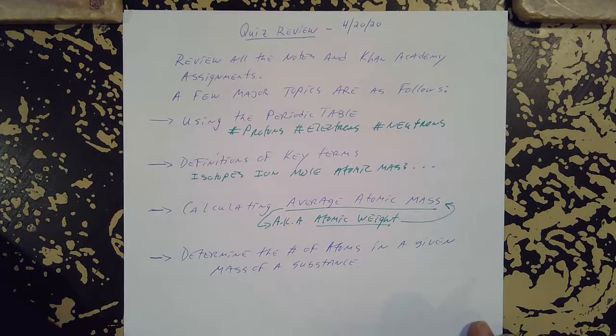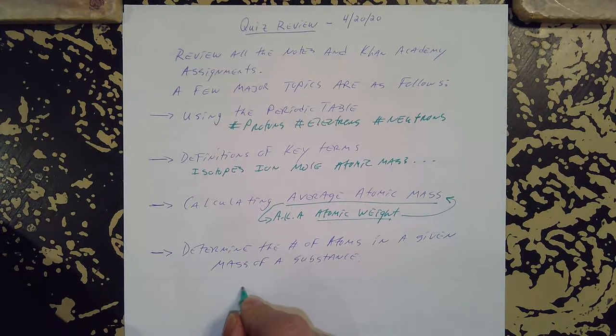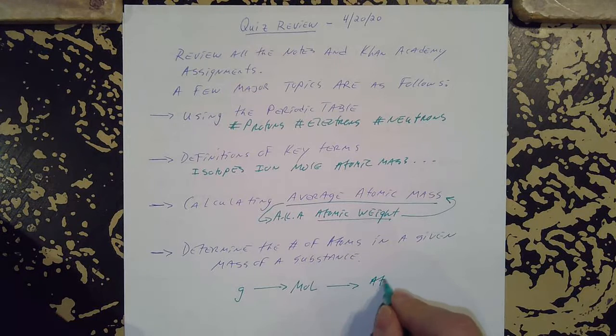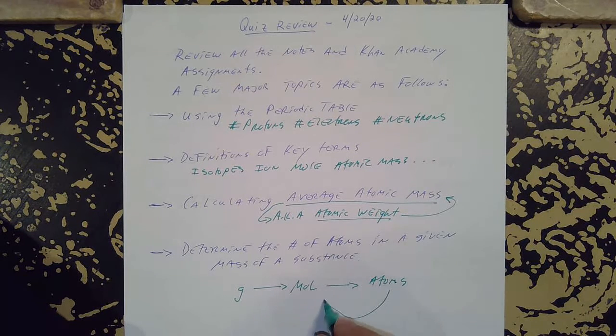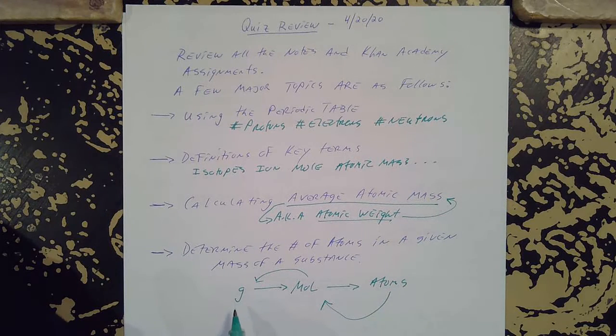The other thing that we want to focus on, the last thing here, is determining the number of atoms in a given mass of a substance. So basically, you'll be given the mass of a substance in grams. You need to be able to find how many moles that is, and then take that value and change it into atoms, and then be able to go the other way. Right? If I gave you the number of atoms of something, you should be able to determine the number of moles, and then one more step, figure out what the original mass in grams of that substance was.